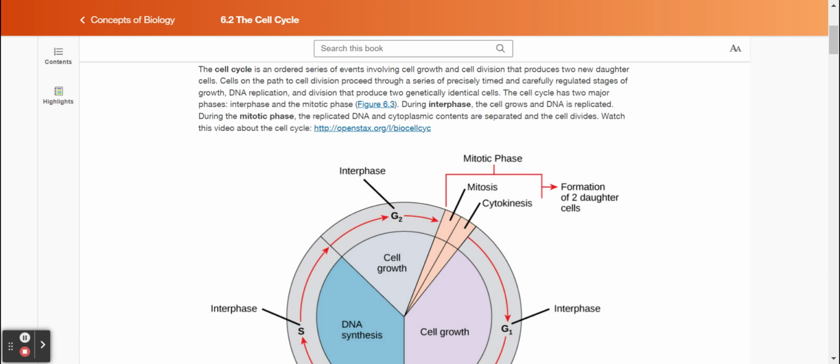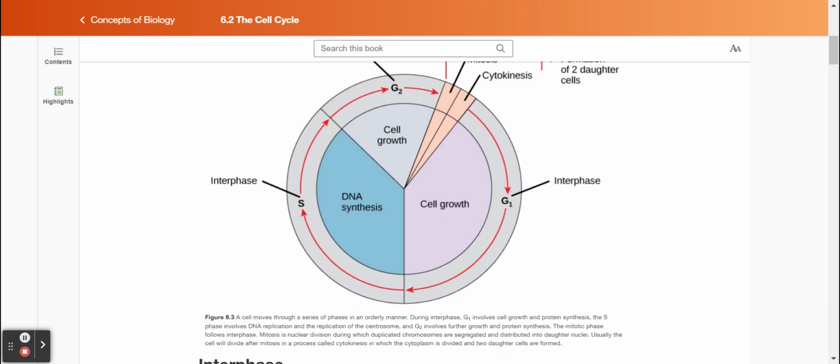The cell cycle has 2 major phases, interphase and the mitotic phase. During interphase, the cell grows and DNA is replicated. During the mitotic phase, the replicated DNA and cytoplasmic contents are separated and the cell divides.